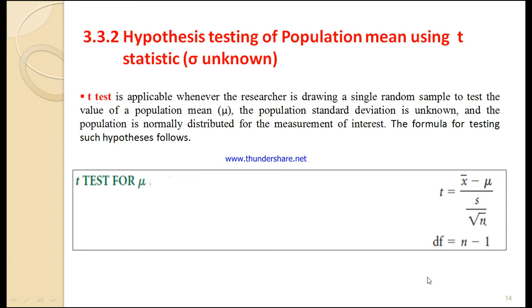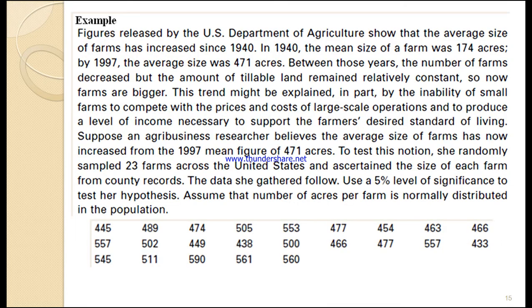When we are finding table value of t, it is necessary to know or identify df or degree of freedom, and the degree of freedom is equal to n minus 1 where n is sample size. Let us deal with one case.